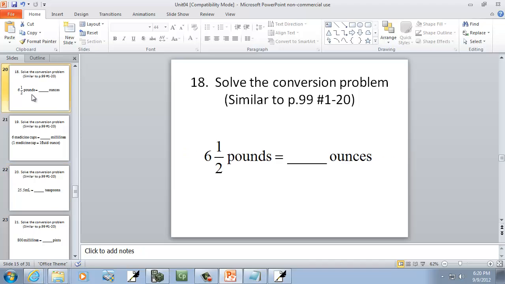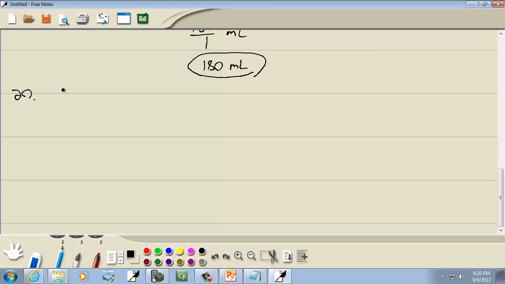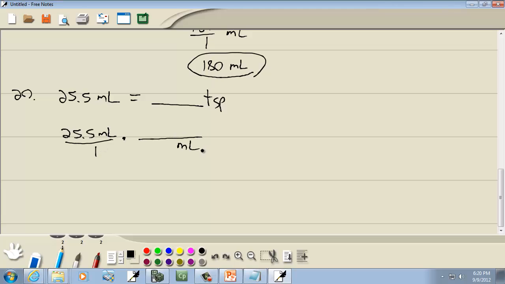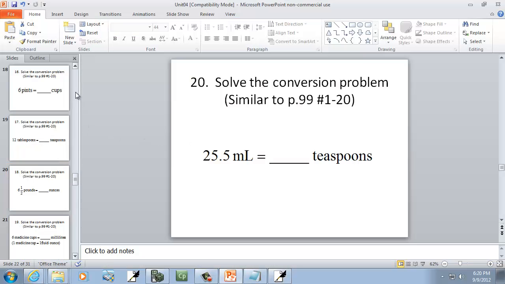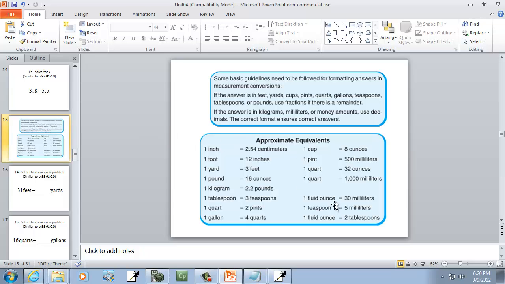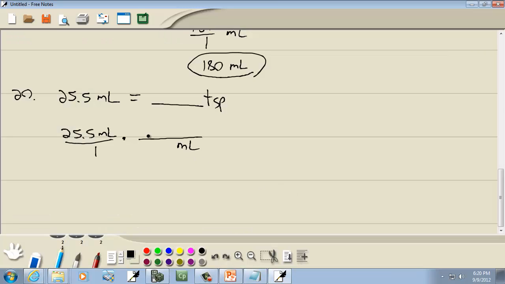And number 20. Okay, so we got 25.5 milliliters equals blank teaspoons. Again, this would be 25.5 milliliters over 1. Don't know anything about this yet, but if this is milliliters, this has to be milliliters. And I want to find some kind of tie between milliliters and teaspoons. Maybe. Milliliters and teaspoons. Oops, here's 1 teaspoon equals 5 milliliters. So 5 milliliters, 1 teaspoon.